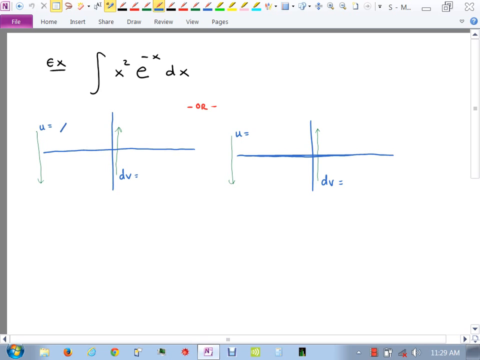Let's do the x squared first. Let's fill the whole table out. If that's x squared, then dv would be forced to be e to the negative x dx. The derivative of x squared is 2x dx. And now I need the antiderivative of e to the negative x.